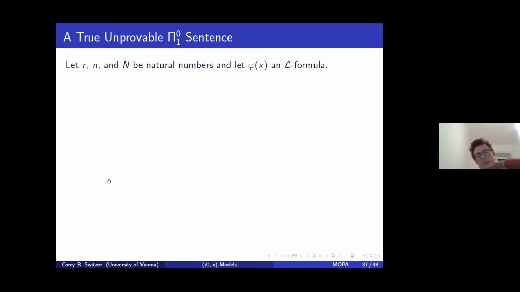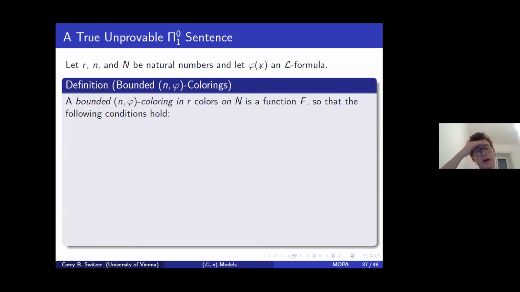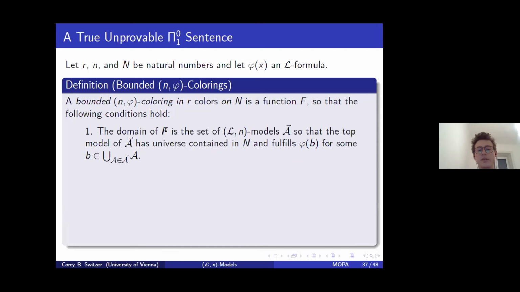So how do we do it? Well, let's fix natural numbers R and capital N, and take an L formula phi of x, one free variable. So a bounded, what I called here, I don't totally love this terminology, to be honest. If anyone wants to say they hate it and suggest a better one, please feel free. A bounded N phi coloring in R colors on N is a function f so that the following conditions hold. My domain of f is going to be exactly the set of L_N models A vector, so that the top model has its universe contained in this large N.